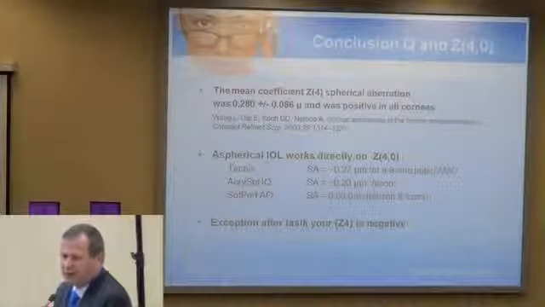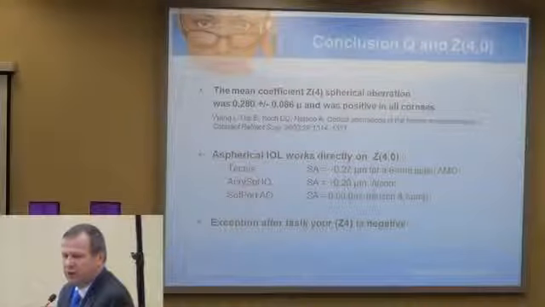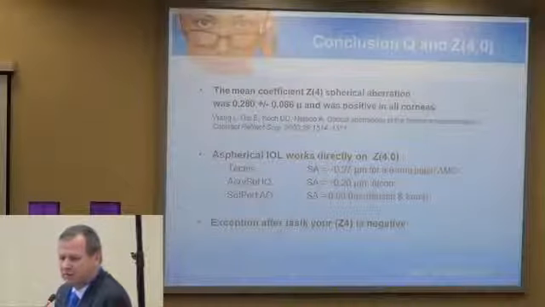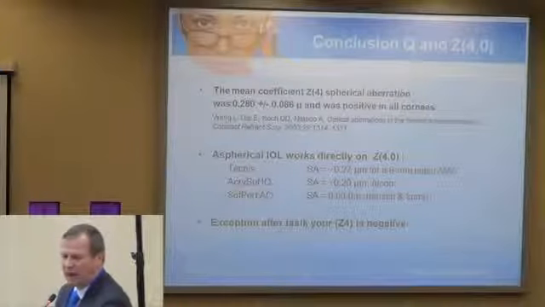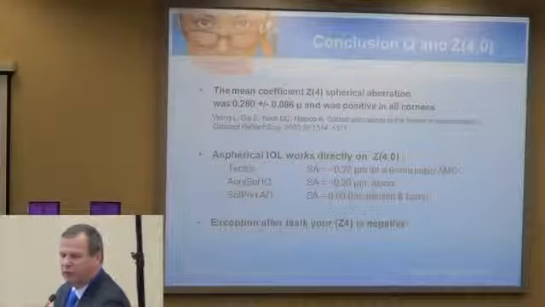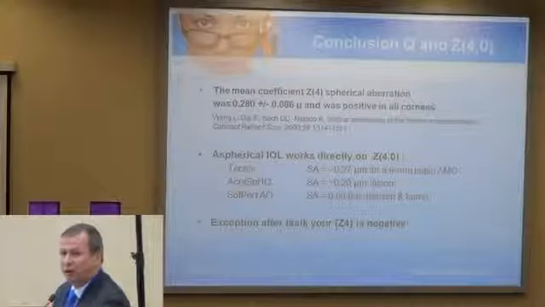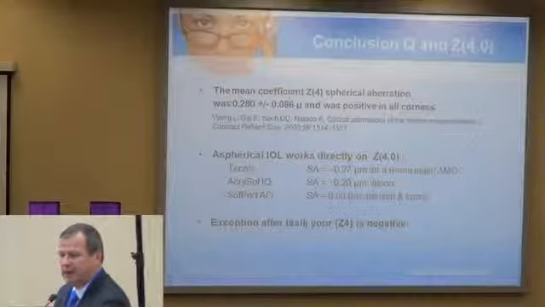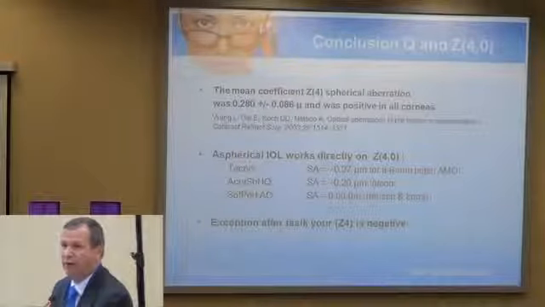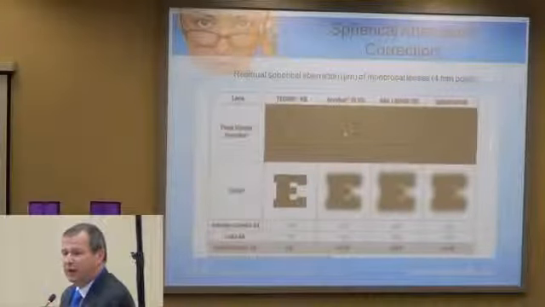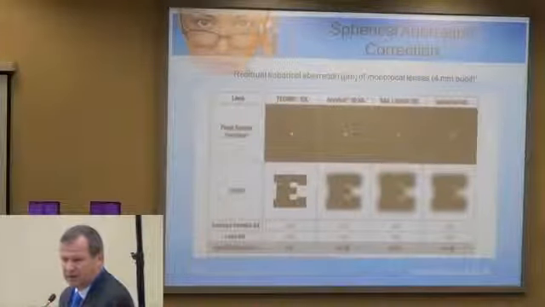You have to know also that the mean coefficient of Z4 is 0.28 plus or minus 0.086. And when you use an aspherical IOL, you have to be very careful if you have a patient with a myopic LASIK, because he has a negative Z4. Just be careful with that. So don't use an aspherical IOL when you have a myopic LASIK. And that's just to show you the spherical aberration correction with the Technis lens.